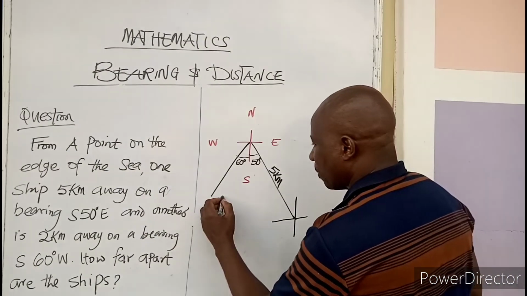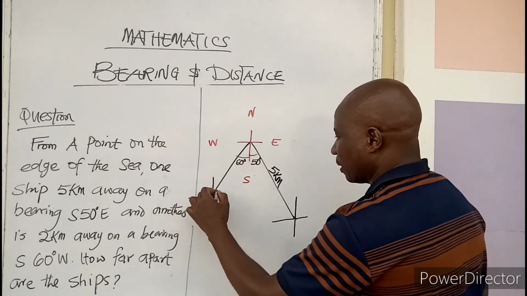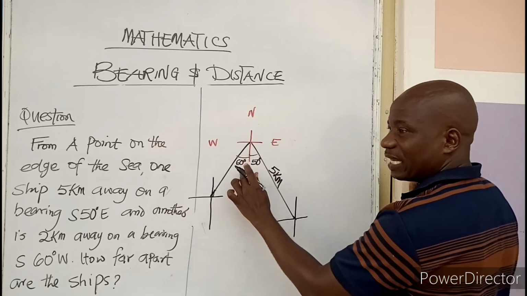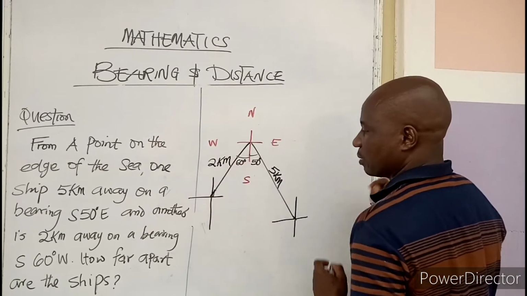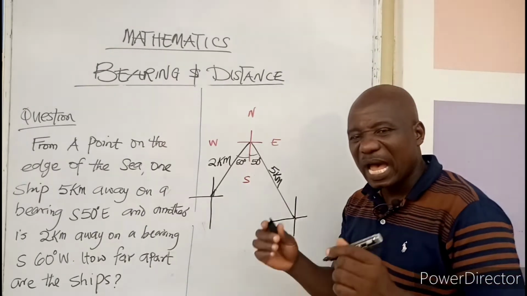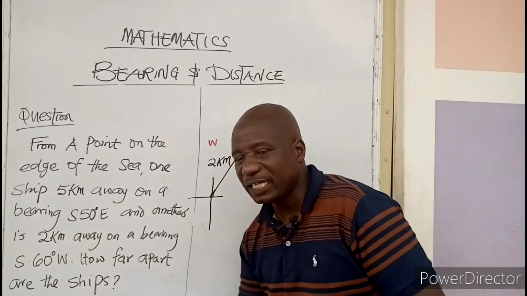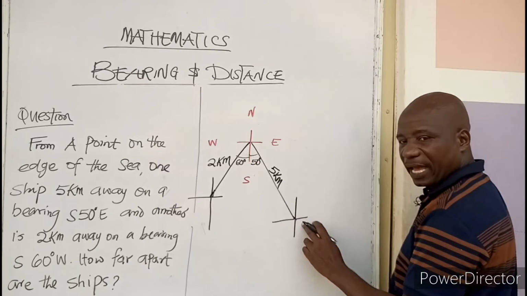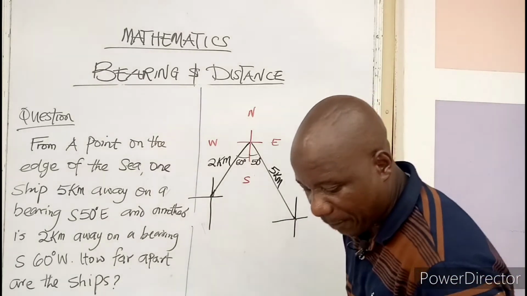So here I will draw my cardinal. This is my cardinal. Now, they said 60 degrees. This is my 60 degrees. What is the distance? 2 kilometers. Now, the question says, how far apart are the ships? The first ship is here. The second one is here. How far are they apart?